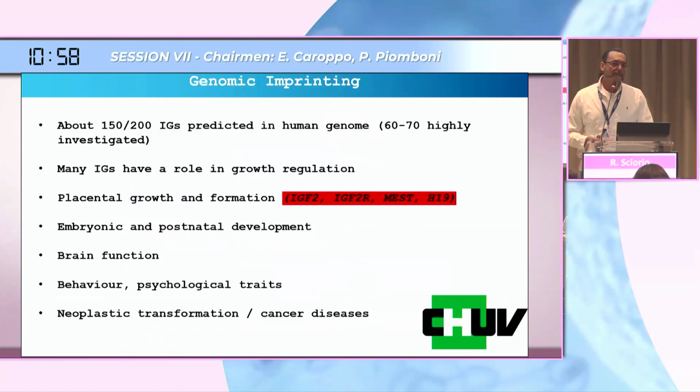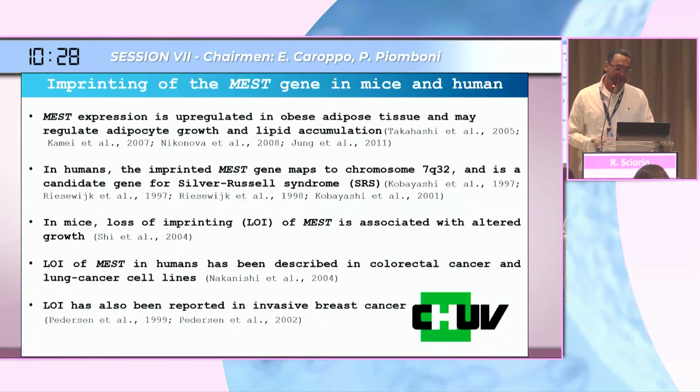So basically, those imprinted genes, at the moment they are around 150, 200, and 60, 70 of these are very highly investigated, and some of these genes like MEST, H19, IGF2, are quite important because they are associated with the placental formation and growth, brain function, physiology. They can be associated with the brain development and even with cancer disease. So these are some studies that have correlated, for example, the imprinting of MEST and alterations which are associated with the Silver-Russell syndrome, for example.